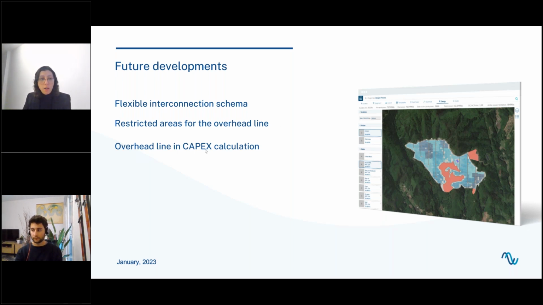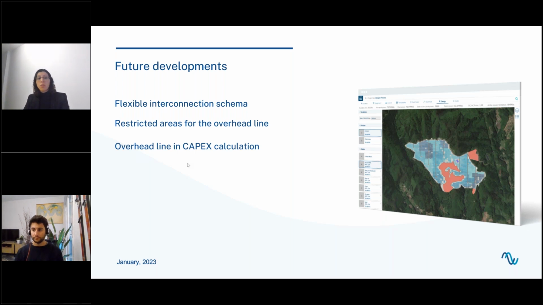We're also planning to include restricted areas for the overhead line, to allow the user to add restricted zones that could represent water bodies or buildings or anything that the user does not want the path to cross, and we will consider them in the tower spotting. And also we're planning to release the overhead line elements in the capex calculation, to have them included in the capex calculation. We would like to do the same thing for the substation as well. These are some of the developments that we're planning to do in the next quarters. Of course, we're planning to have more discoveries and more releases in the following quarters, not only for interconnection, but also for the whole software.